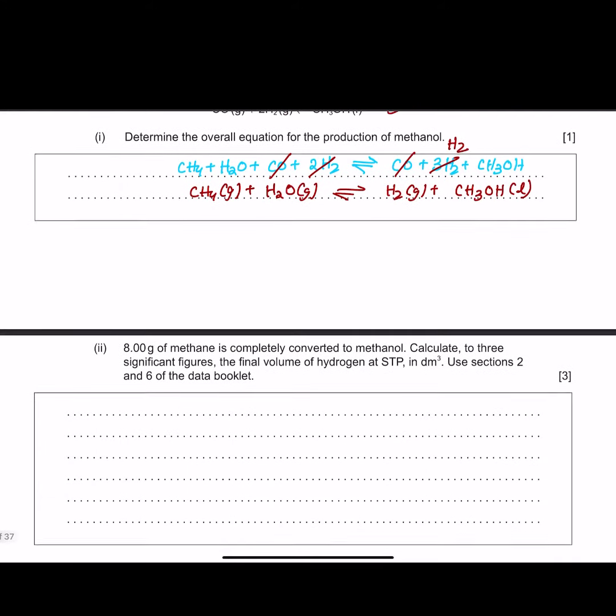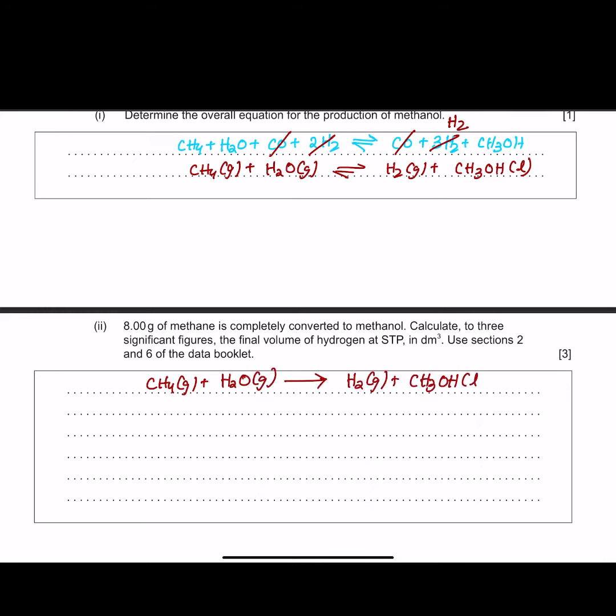Now, it says that 8 grams of methane is completely converted to methanol. Calculate, to 3 significant figures, the final volume of hydrogen at STP in decimeters cubed. We have to use section 2 and section 6 of the data booklet. So, firstly, let's write this equation. It says completely converted, so the reaction will look something like this. The arrow will be a one-way arrow.